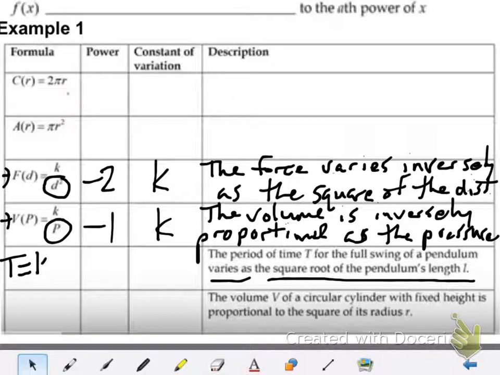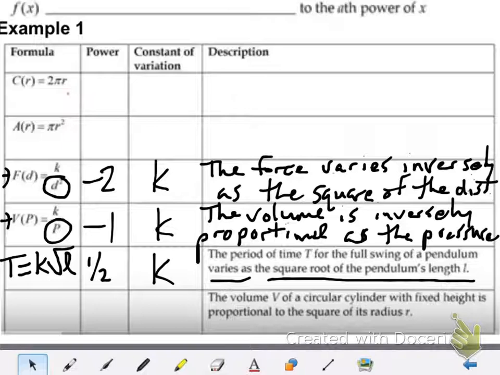Now, I don't know what the constant of variation is. I don't know that. So it's just K, because I don't know, times the square root of L. L is the pendulum's length. But again, square root means what power? Square root means 1/2 power. And our constant of variation is K.